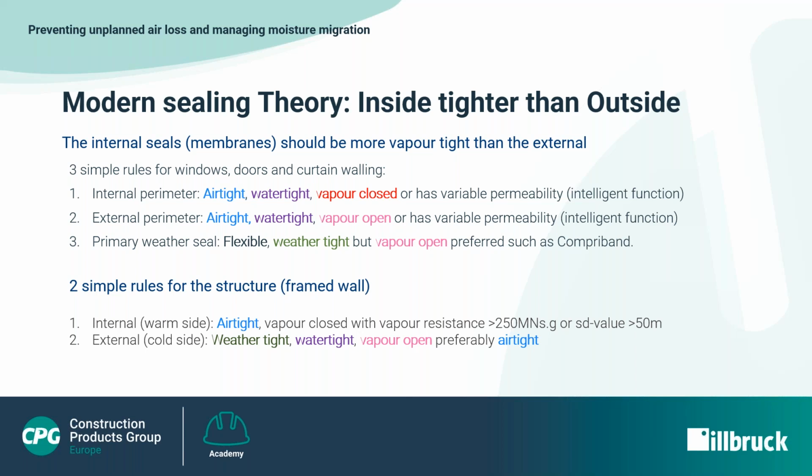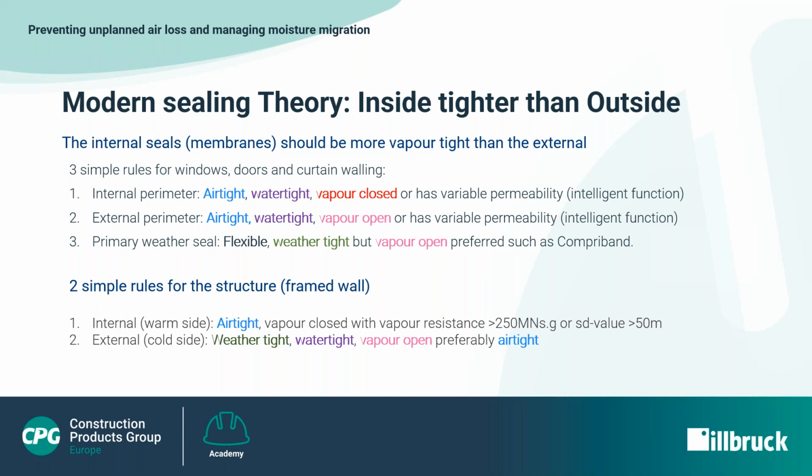We should have an external perimeter membrane, which is also airtight and watertight, but vapour open, or again, may have an intelligent function. More importantly, a primary weather seal, which should be flexible and weathertight, but vapour open, is often preferred, such as Illbruck Compriband.